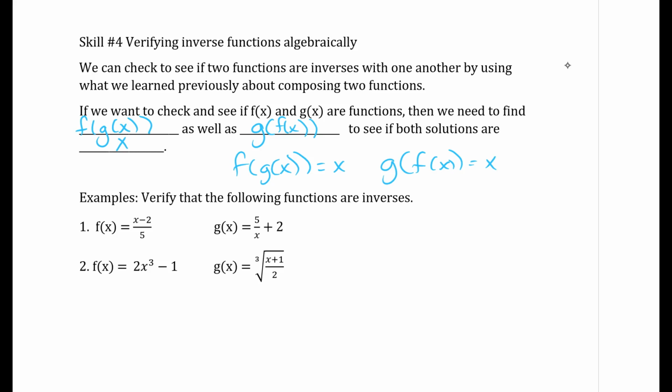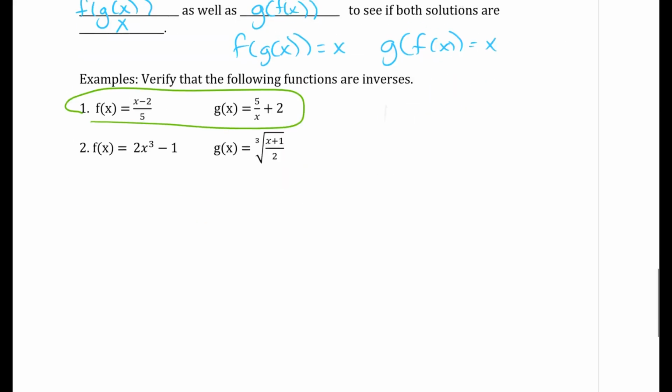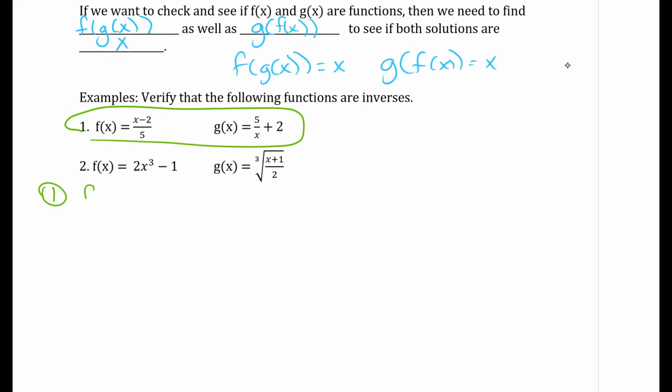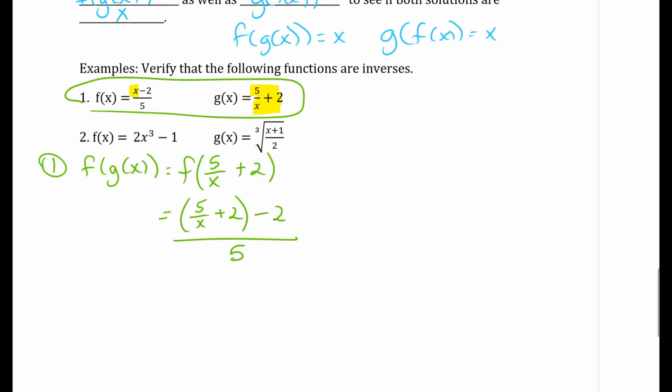All right, so let's do number 1. I'm going to just do it in green here. Okay, so I'm first going to go for number 1, f of g of x. So that means I'm plugging g of x, 5 over x plus 2, in for the x of my function f. So we're going to go this, f of 5 over x plus 2. Where does that go? Well, I've got the quantity 5 over x plus 2 minus 2, all over 5.